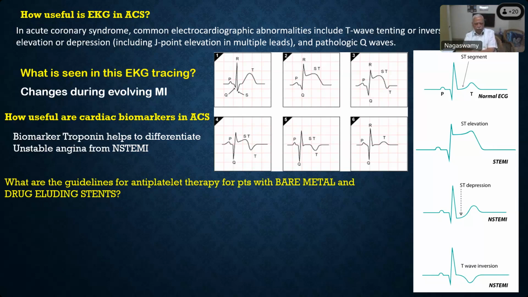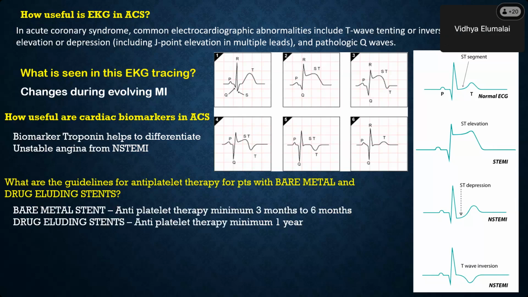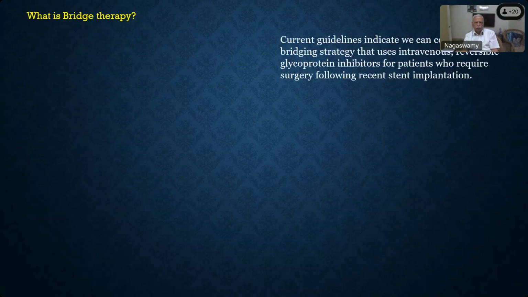For bare metal stent, it is at least 3 months. For drug-eluting, it is for 1 year. 1 year, very good. So antiplatelet therapy for minimum 3 months to 6 months for bare metal and minimum 1 year for drug eluting. What is bridging therapy or bridge therapy? We can bridge it with the fractionated heparin.